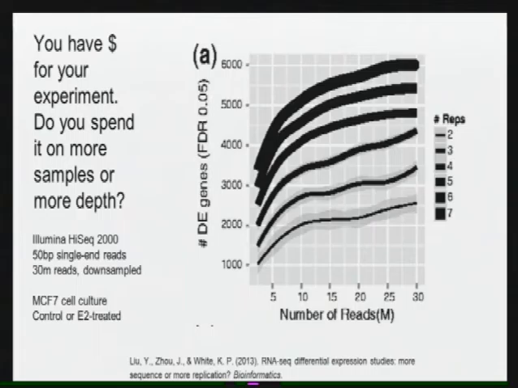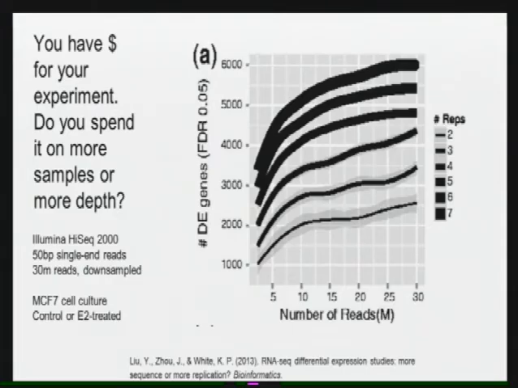So in this one, they just compared 2 samples to each other, 3, 4, 5, 6, 7. What I want to point out here is that with the 2 samples at 30 million reads, they don't even get to the lowest mark of the number of differentially expressed genes that were found using 7 samples and less than 5 million reads. 5 million reads is really, really low for RNA-seq. Like, nobody sequences at 5 million reads.